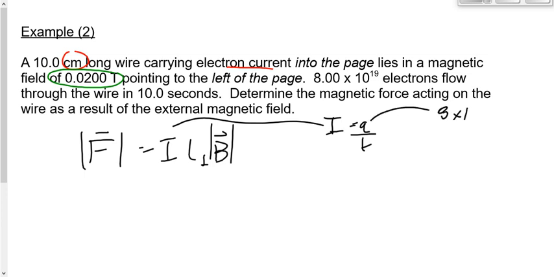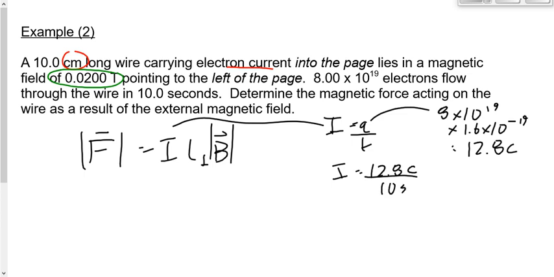It's 8 times 10 to the 19 times 1.6 times 10 to the minus 19. And I think when we do that, we end up getting 12.8 coulombs. Is that correct? Which we're going to divide by the time. 12.8 coulombs divided by time of 10 seconds gives me 1.28 coulombs per second, or amps, which we're now going to take and multiply by L and B. 1.28 times L, make sure you put that in meters, 0.10, times B, 0.02.